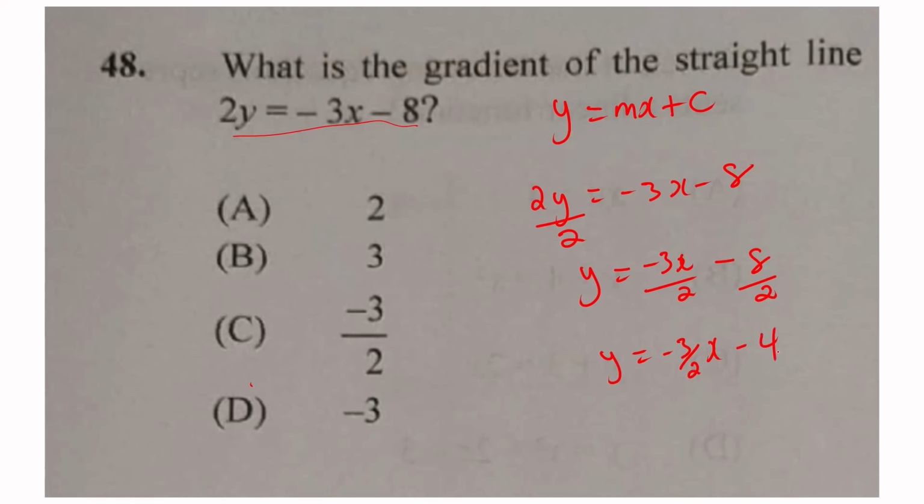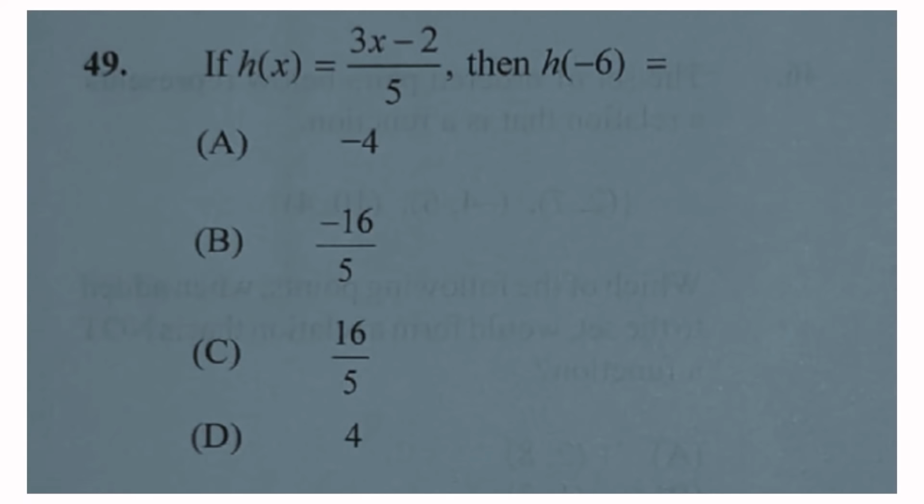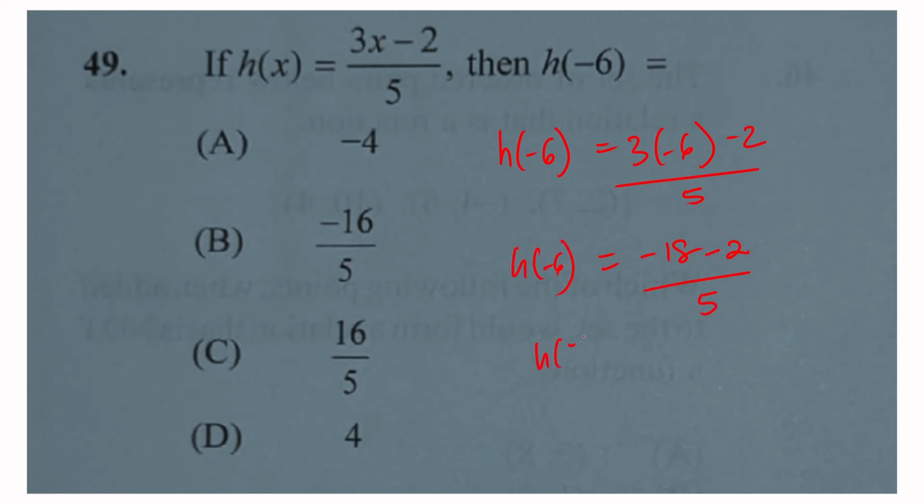Now m represents the gradient. So therefore, by comparison we realize that our gradient is going to be negative 3 over 2. So question 49, substitution. If h of x is equal to 3x minus 2 over 5, then h of negative 6 is: 3 times negative 6 minus 2 over 5. So 3 times negative 6 is negative 18, minus 2 over 5. So h of negative 6 is equal to negative 20 over 5. So that gives us negative 4. So our answer is going to be A.